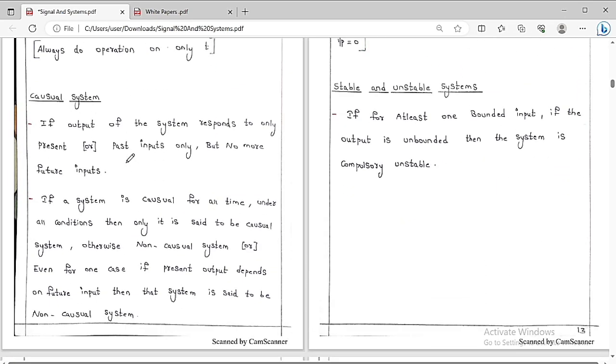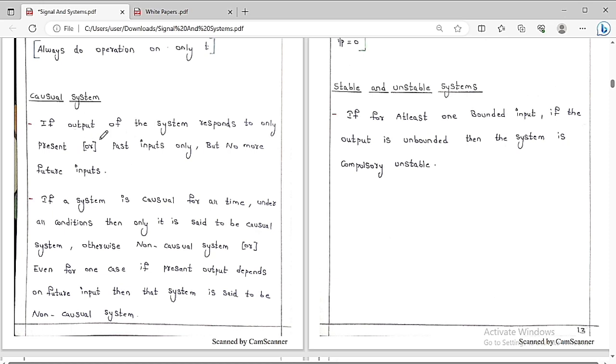Now the next system property is the causal system. What is the meaning of causal system? I have already told you that a causal signal means f(t) is equal to 0 for t less than 0. But here we are going to discuss the causal system.